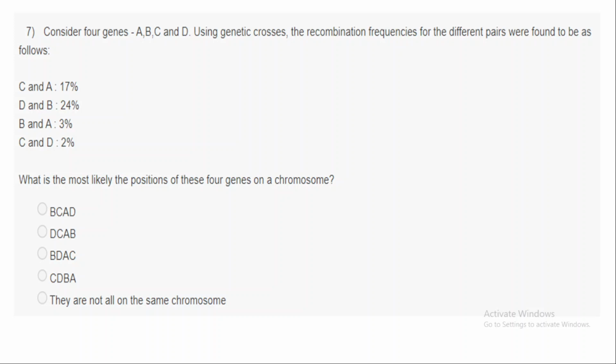Now guys, just let me know what is the correct answer. It will be a fun exercise if you try to solve it yourself. Take a pen and paper and just sketch out what will be the arrangement of these four genes A, B, C, D based on their recombination frequencies.